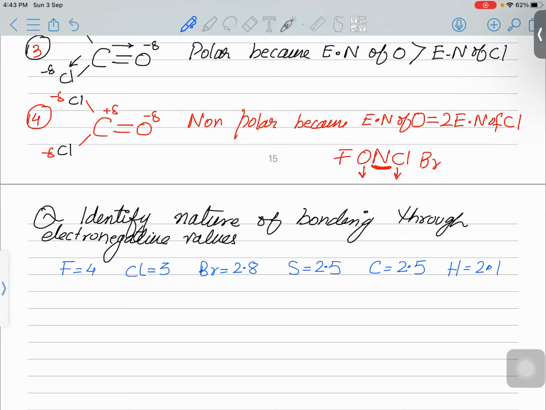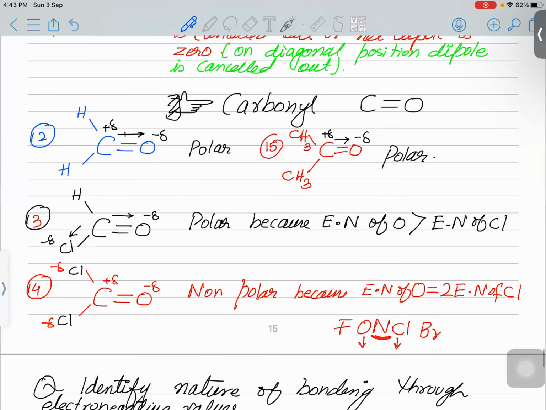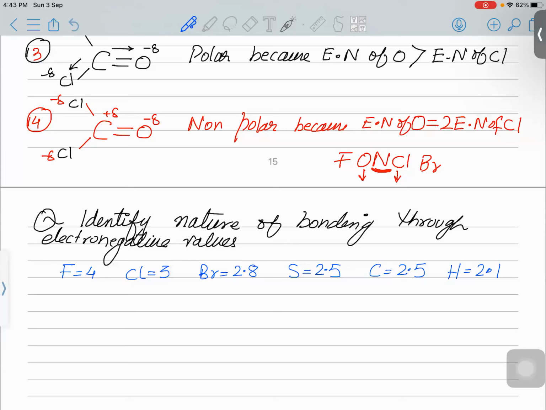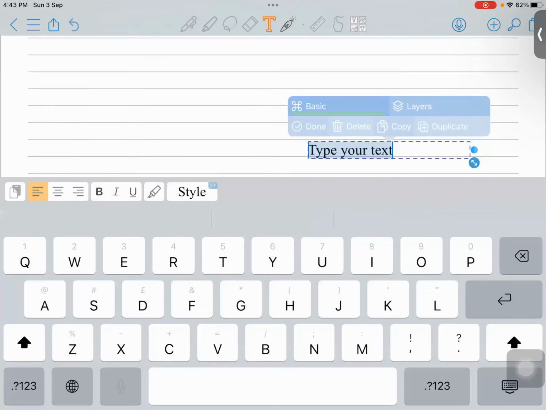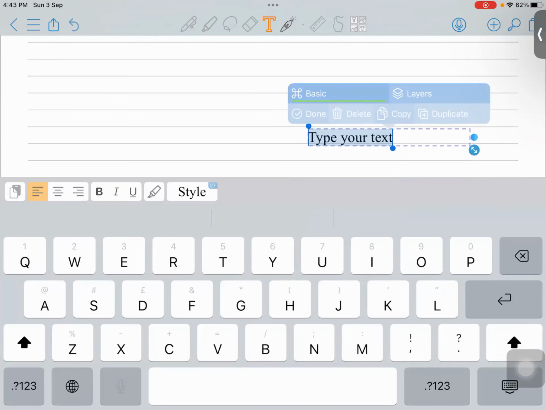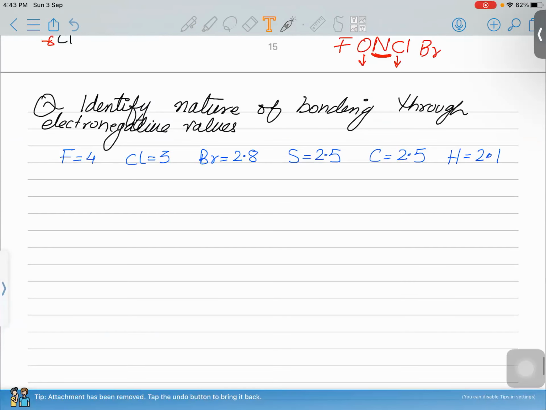So inshallah, this will be done in the next class, right? Do you have any question regarding electronegativity, regarding anything? No, sir. Yes, Hamza, any question?